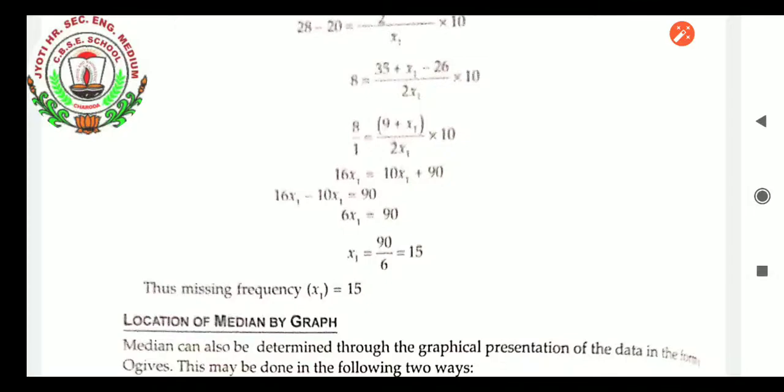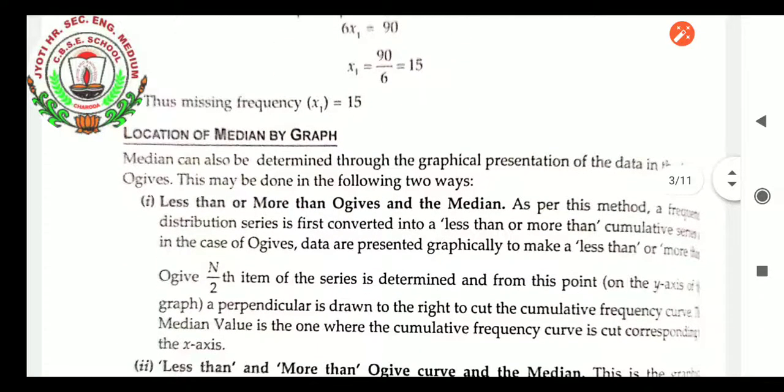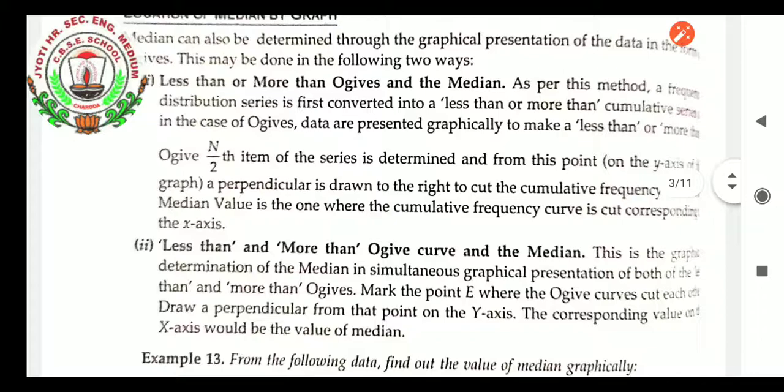Now we will be proceeding to location of median by the graph method. I will only tell the rule because it is not needed for our study. The median has to be made in the graph. So I am leaving this topic. Median can also be determined through the graphical presentation of data in the form of graphs or ogives. This may be done in the following two ways: less than or more than ogives and the median. As per this method, a frequency distribution series is first converted into a less than or more than cumulative frequency.